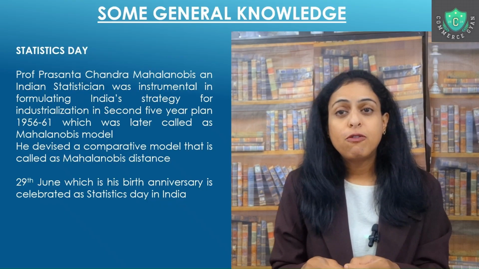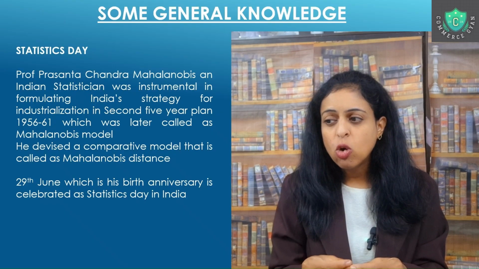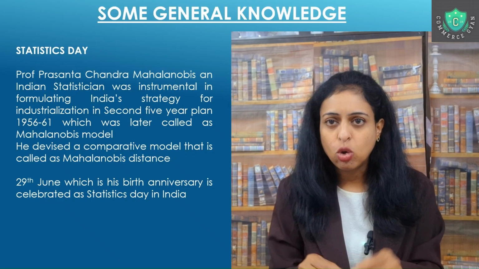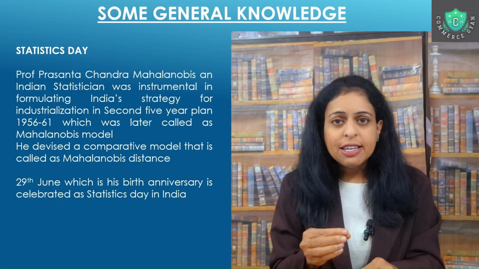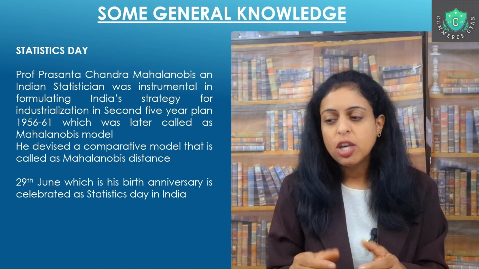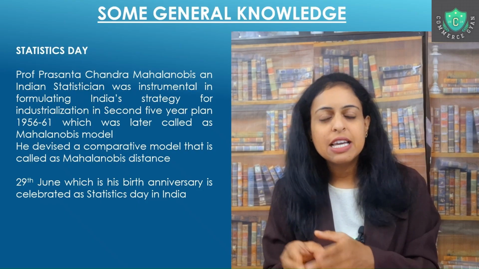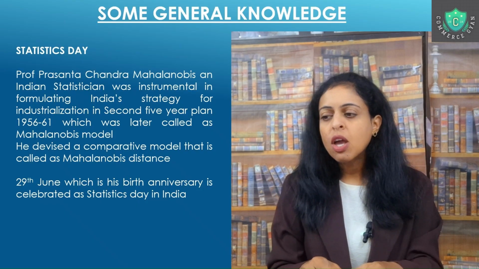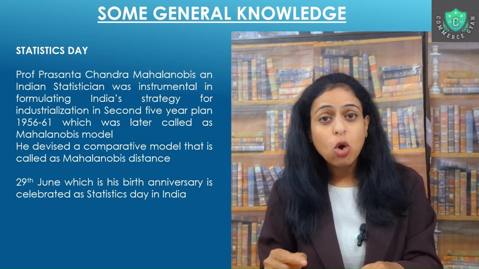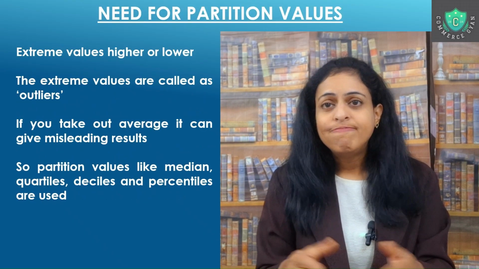This particular Professor Prasanta Chandra Mahalanobis is the one who formulated the industrialization strategy in this five-year plan. He devised a comparative model that is called the Mahalanobis distance. His birth anniversary, 29th of June, is celebrated as Statistics Day in India. This is a comparative model, and it is a very important model used in economic analysis.